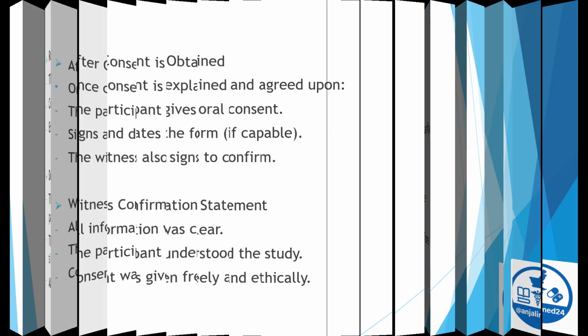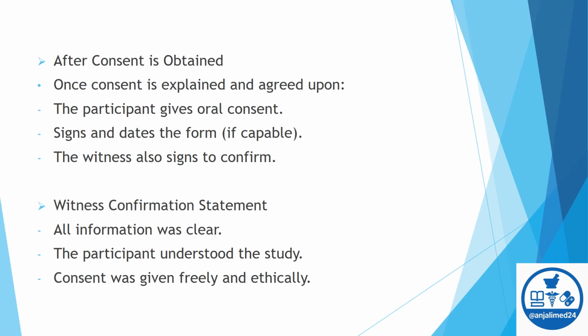After consent is obtained, once the consent form has been explained clearly, the participant, or their legal guardian, first gives verbal permission. If they can write, they will also sign and date the form to show their agreement. Then, an independent witness signs the form too. Their signature confirms that the participant agreed willingly and was not pushed or influenced in any way. This step completes the informed consent process, making sure it is both ethical and legally valid.